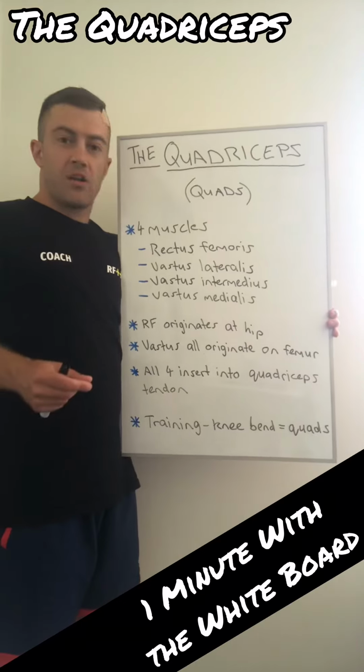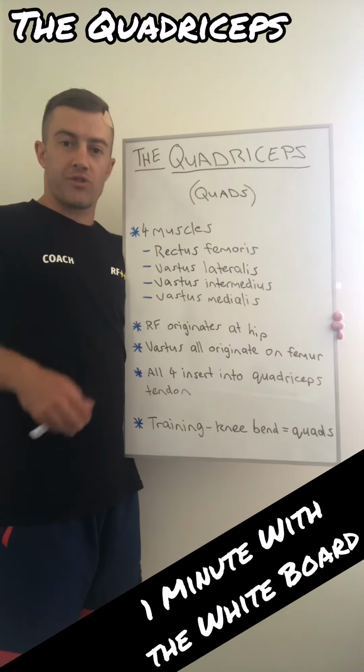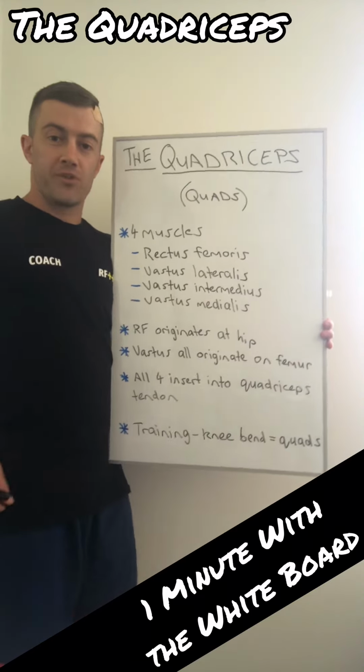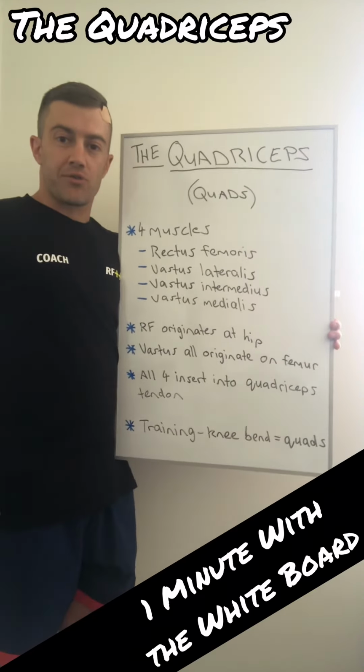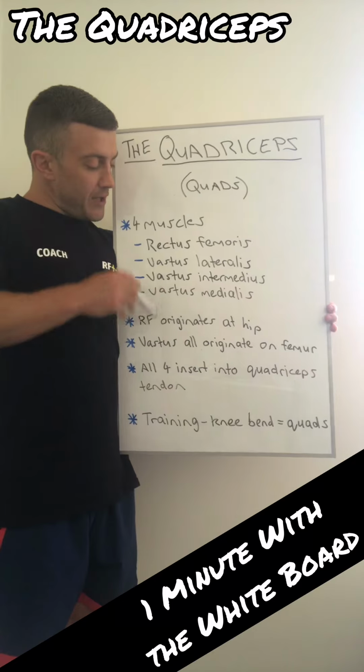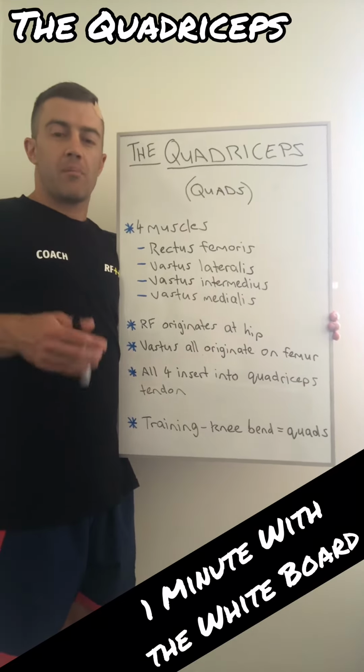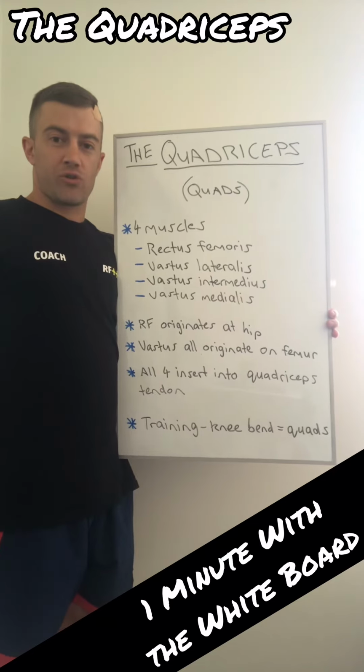Now what does this mean? So rectus femoris, because it crosses 2 joints, that means it does actions at both of those joints, so it helps to flex the hip and also extend or straighten out the knee. Whereas the other 3, the vastus muscles, they just work to extend the knee. So when you think quads, the main thing you really want to think is extending or straightening out the knee.